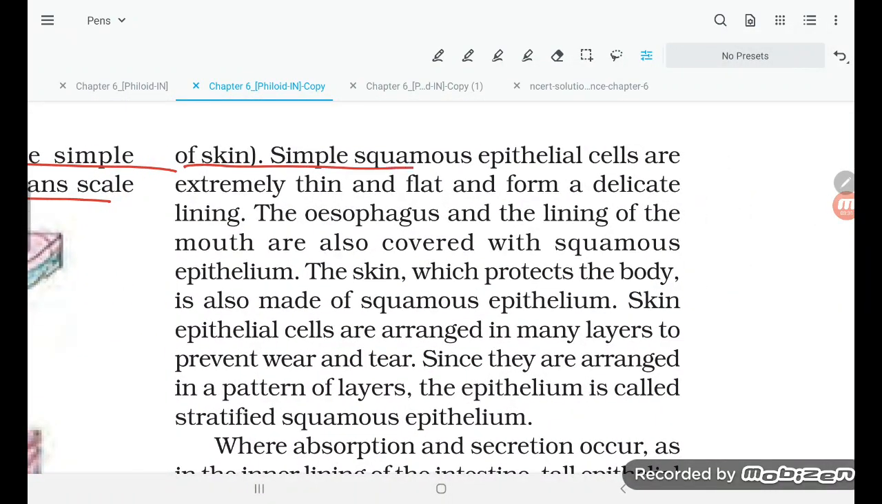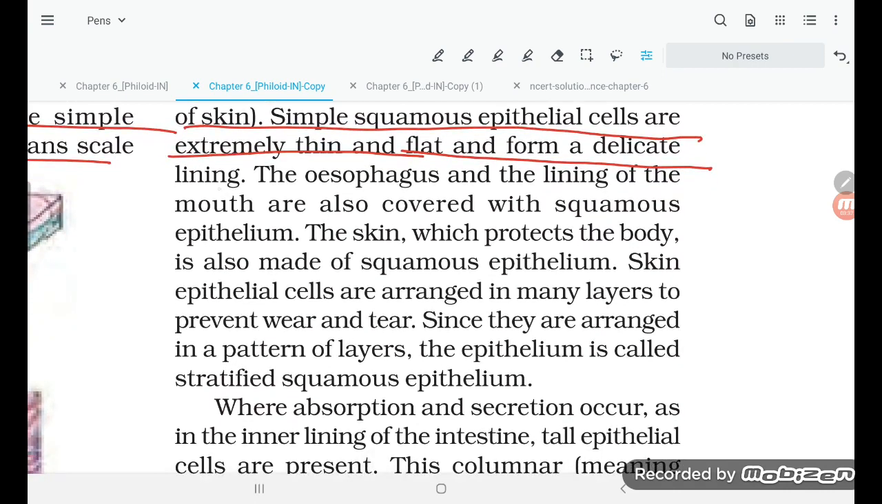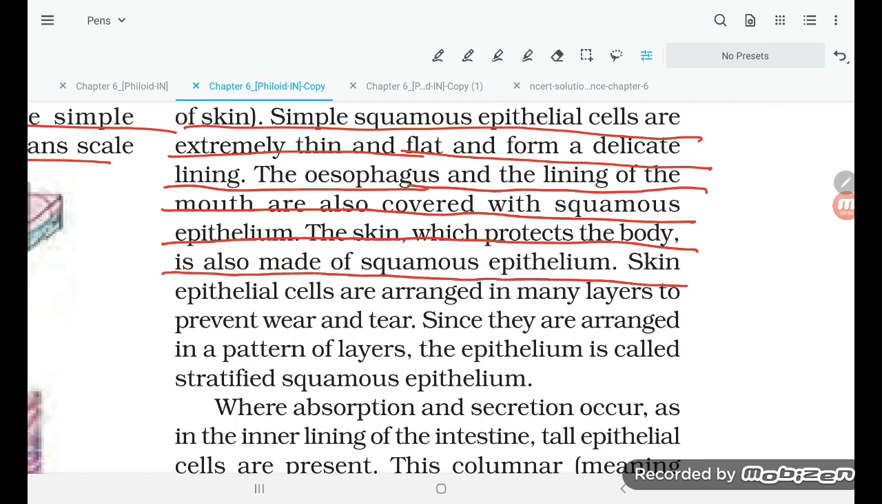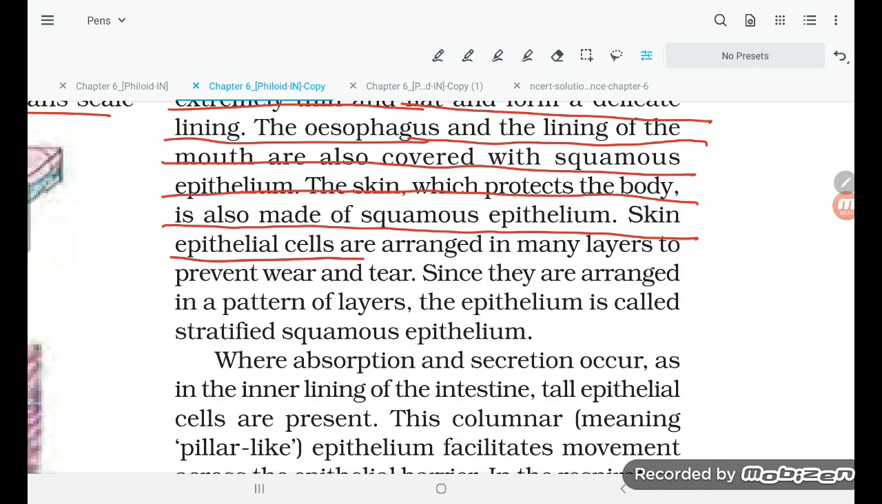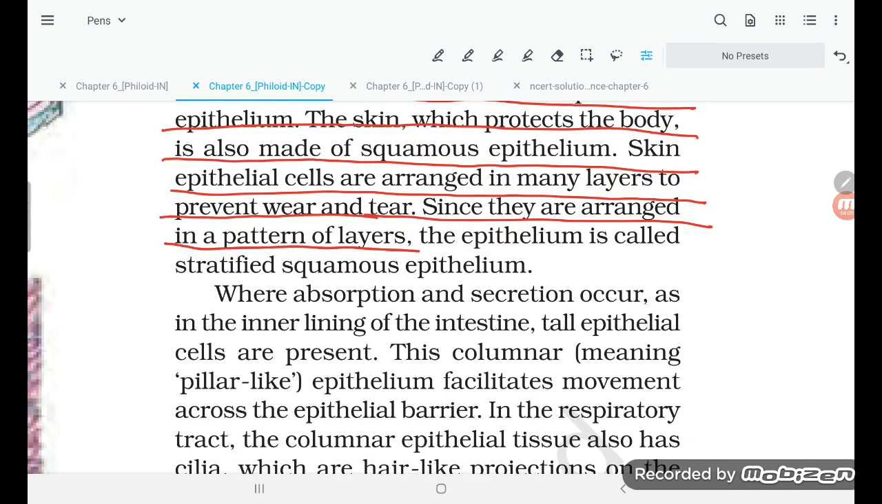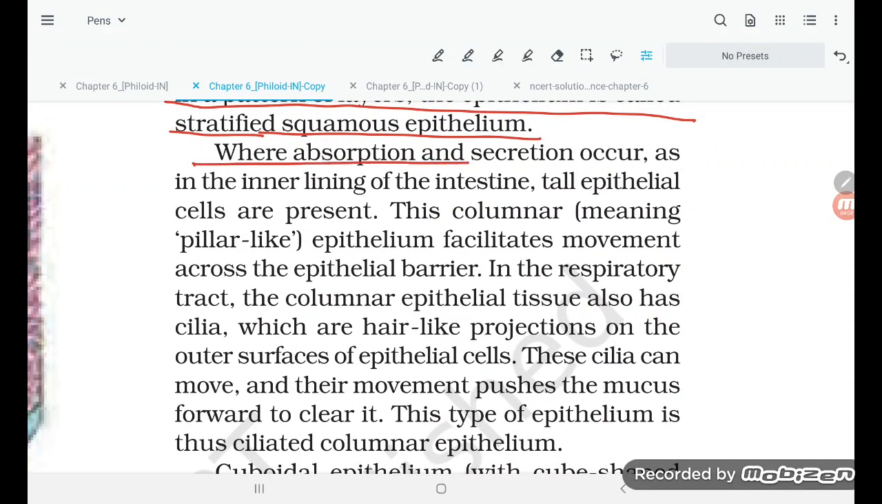Simple squamous epithelium cells are extremely thin and flat and form a delicate lining. The esophagus and the lining of the mouth are also covered with squamous epithelium. The skin which protects the body is also made up of squamous epithelium. Skin epithelium cells are arranged in many layers to prevent wear and tear. Since they are arranged in a pattern of layers, the epithelium is called stratified squamous epithelium.